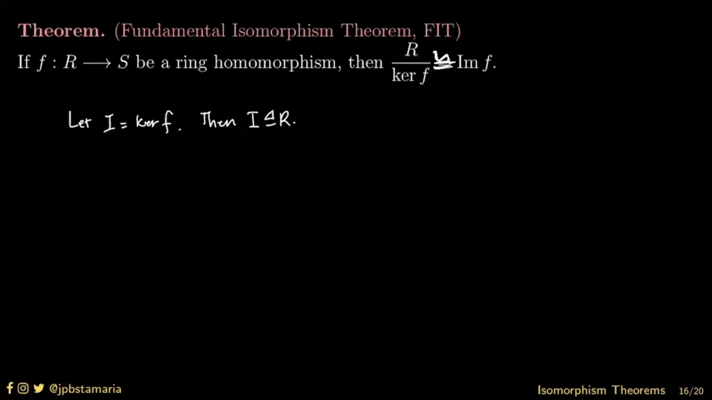Bakit isomorphic yung R modulo I sa image? So we need to construct an isomorphism from R modulo I to the image. Yeah? So how do we do that? Ganito. Define phi. So I'm going to use phi. Iba yung psi sa phi ha. Baka malito kayo. Define phi from R modulo I to the image as follows.